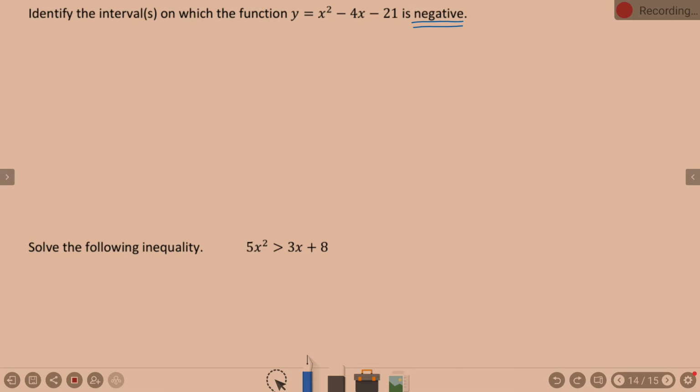Negative. What do we mean negative? Yeah, a homework question might read x squared minus 4x minus 21 less than 0. That's what you're going to see in homework more often than not. It's not going to necessarily use the words negative or positive. Realize when you see less than 0, negative. When you see greater than 0, positive. Okay?